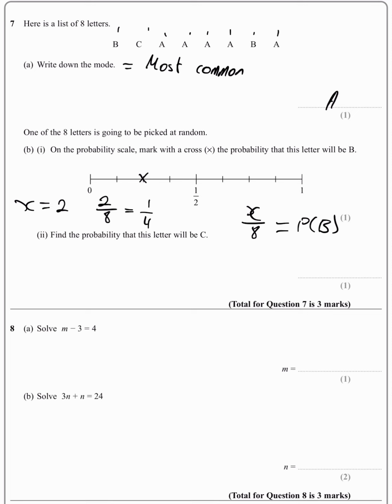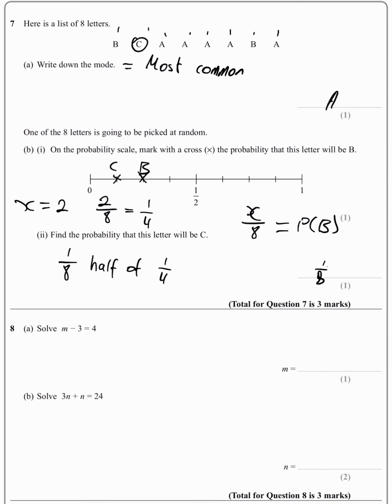Now part 2 says find the probability that this letter will be C. We're going to take the same method that we used with B and apply it to C. Since there's only one C, it's going to be 1 over 8. And again, 1 over 8 is half of 1 over 4, which is B. We only have one C. And so what is between 1 over 4 and 0? 1 over 8. So this is going to be C, this is going to be B.